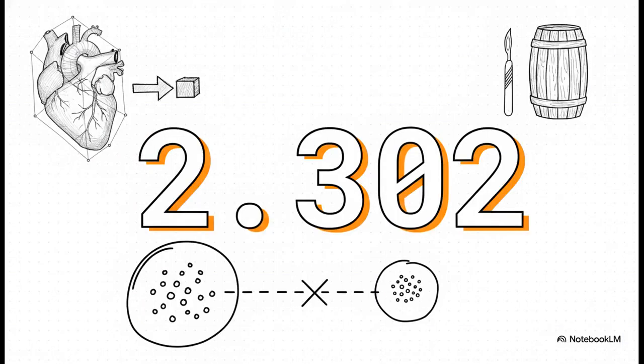And to put a hard, concrete number on this success, before the barrel staving procedure, the statistical measure of how far these patients were from a healthy norm, called the Mahalanobis distance, was a highly abnormal 4.670. After the surgery, guided and measured by this geometric model, that number plummeted to 2.302. The mathematical gap between illness and health was literally cut in half.